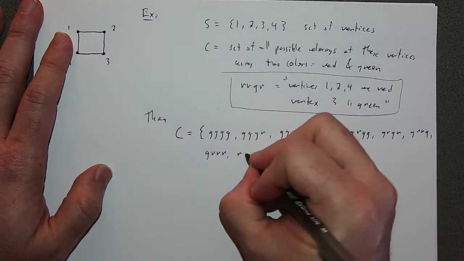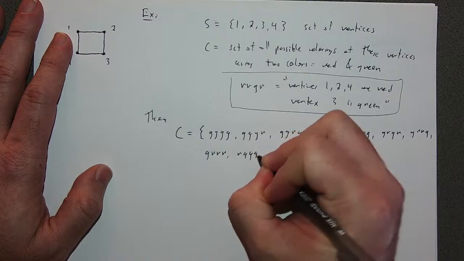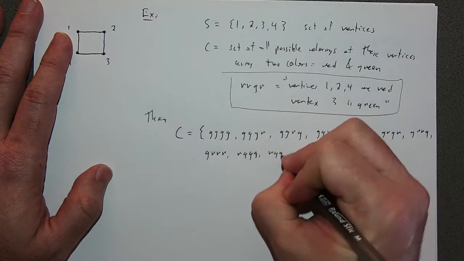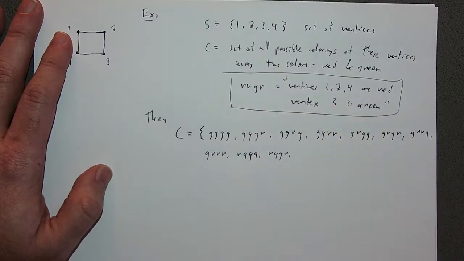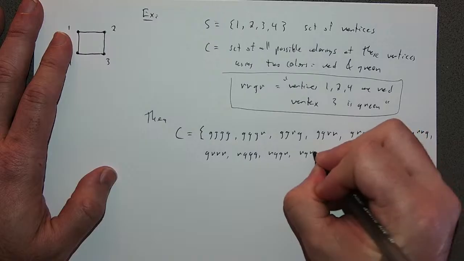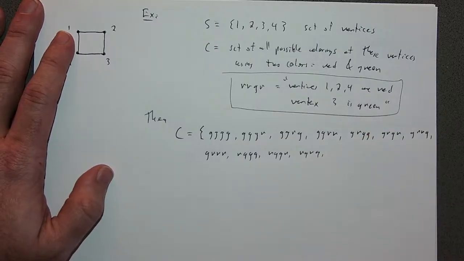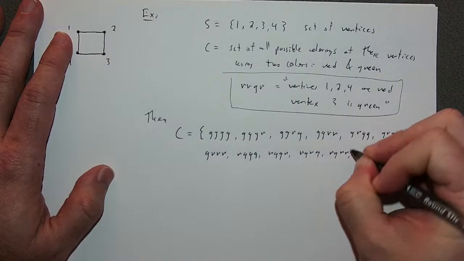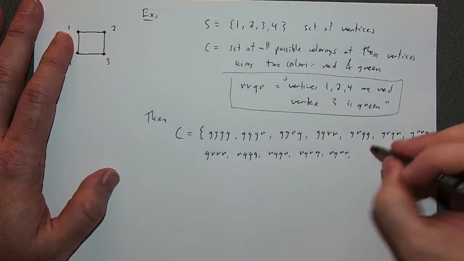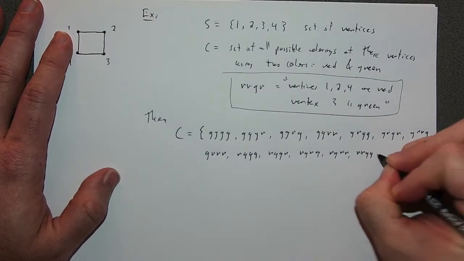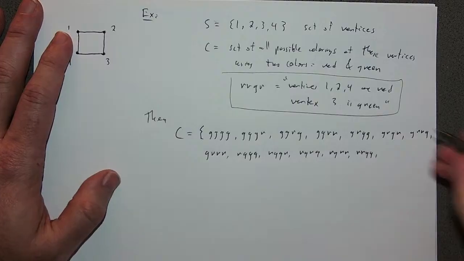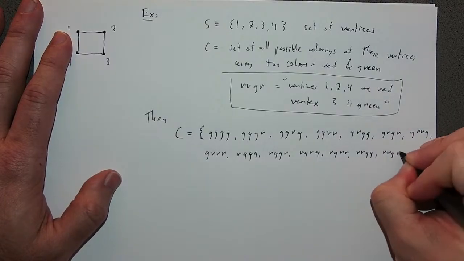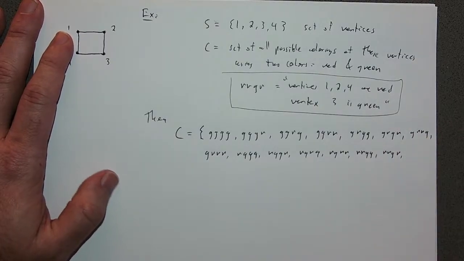And then red, green, green, green. Red, green, green, red. Red, green, red, green. Red, green, red, red. Red, red, green, green. Red, red, green, red. Red, red, red, green.